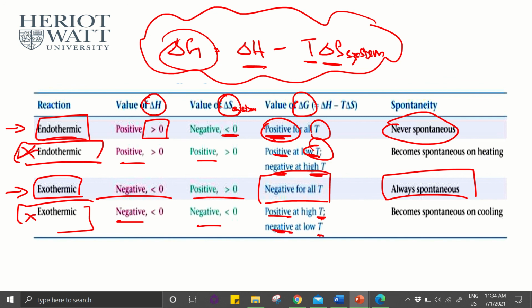So for these two, you have to pay extra attention: when both have the same sign, whether positive or negative, it is highly dependent on the temperature. So this is a table for us. I'm not asking you to memorize it. It's a quick reference for whether the Gibbs free energy is always positive or always negative, or whether it depends on the temperature. Make sense?